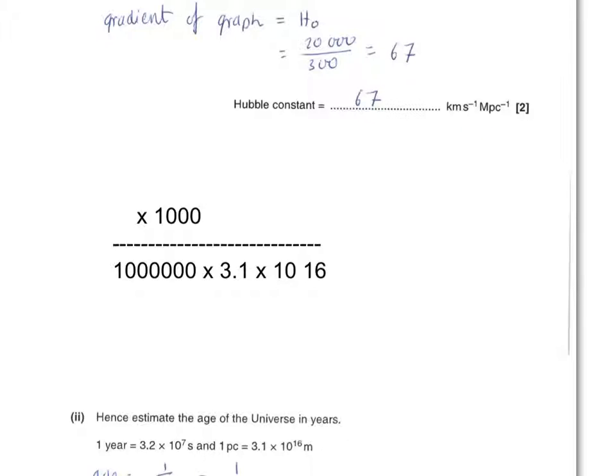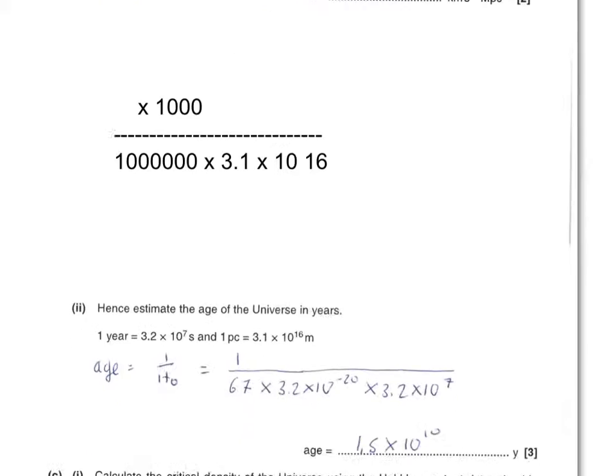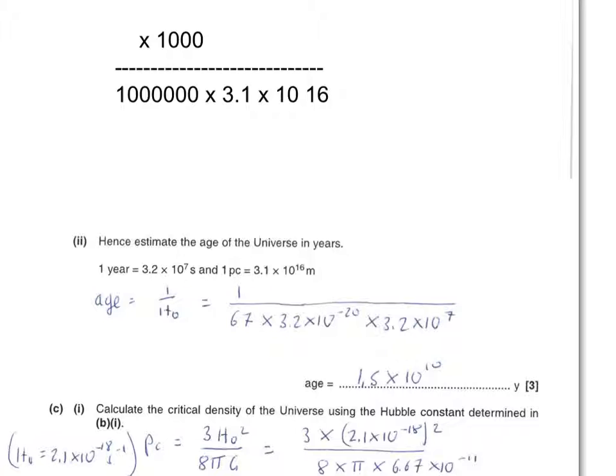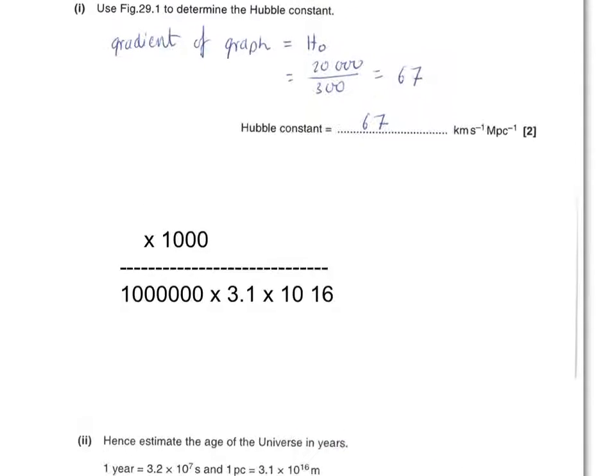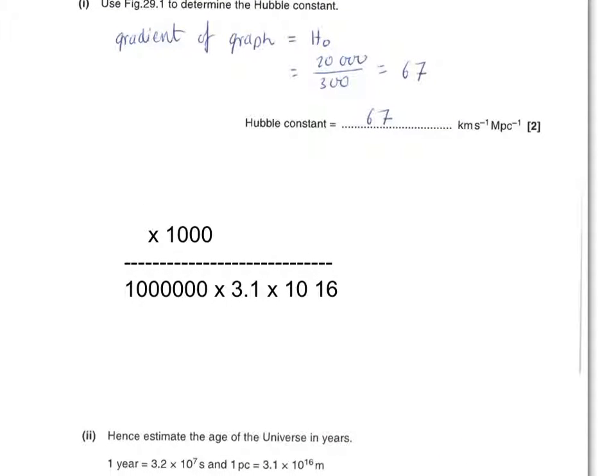Now that is 67 kilometers per second per megaparsec as the units are given here, and these match the axes on the graph. Now the next part of the question asks you to estimate the age of the universe in years. So that age is given by the reciprocal of the Hubble constant. However, we need to make sure that our units are appropriate. So looking back, we had 67 kilometers per second per megaparsec.